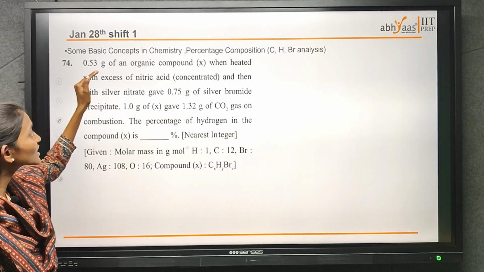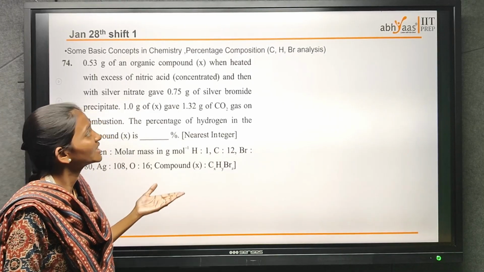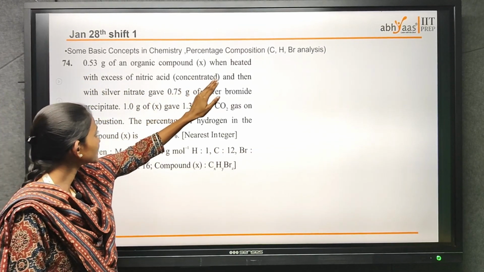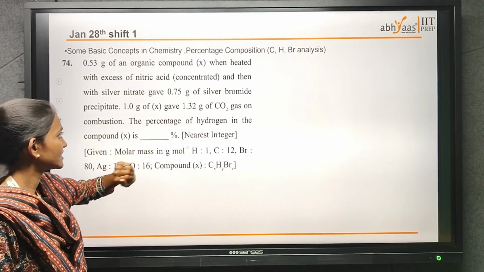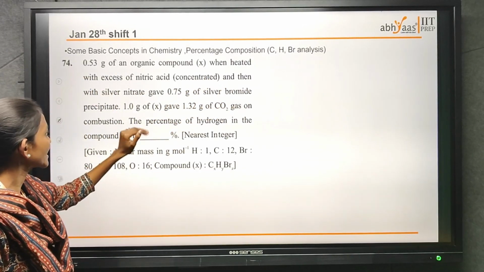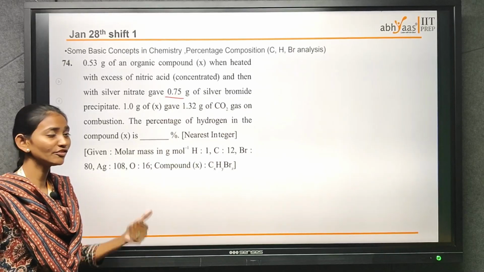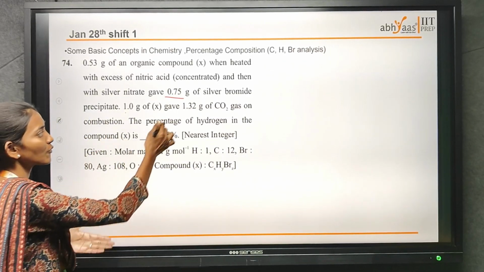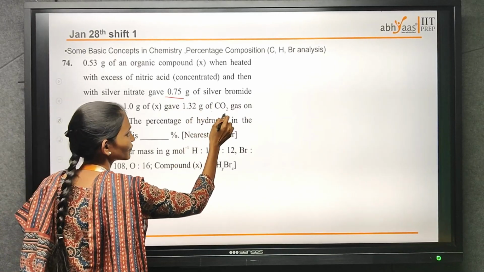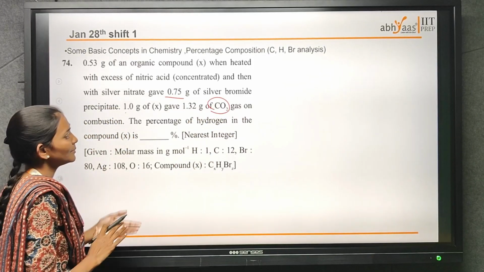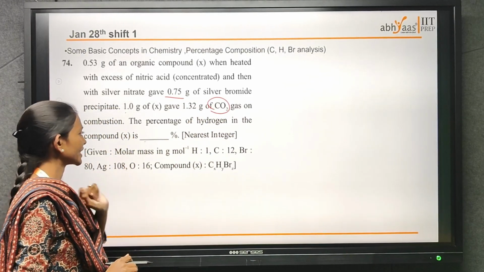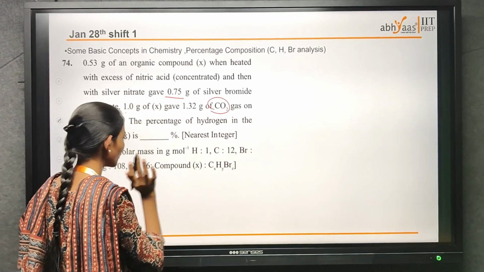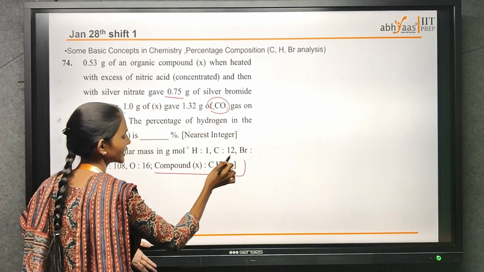This question is from some basic concepts in chemistry. They are asking percentage composition. 0.53 grams of an organic compound X, when heated with excess of concentrated nitric acid and then with silver nitrate, gave 0.75 grams of silver bromide precipitate. So 1.0 grams of X gave 1.32 grams of CO2 gas on combustion. They are asking the percentage of hydrogen in the compound X. They have given molar masses for hydrogen, carbon, bromine, and they have given the compound X.